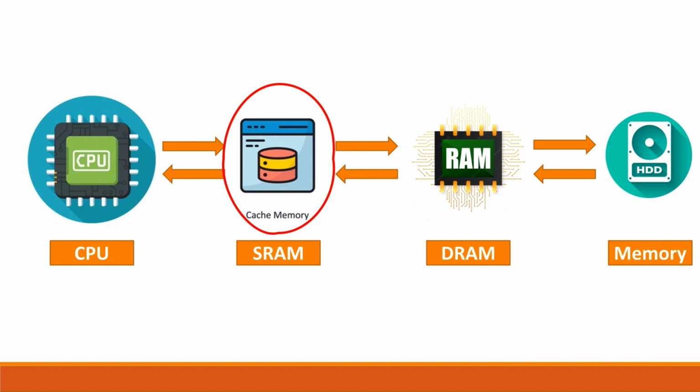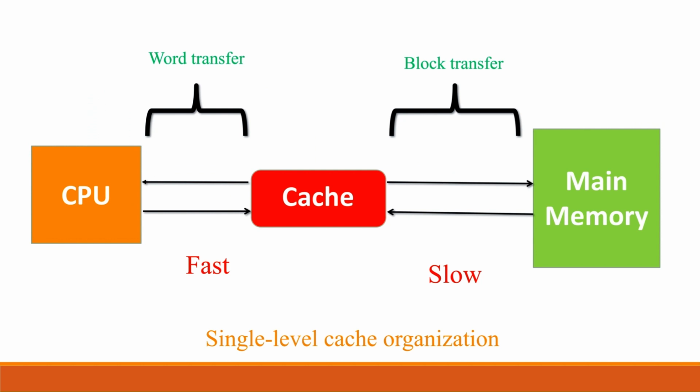In cache memory, the data transfer from the main memory to cache memory is in block format, and after that the data transfer from cache to CPU is in words. A block consists of 128 words, and each word is 4 bytes. So the memory transfer from main memory to cache is known as block transfer, and the memory transfer from cache to CPU is word transfer. The block transfer is very slow, and the word transfer is very fast.